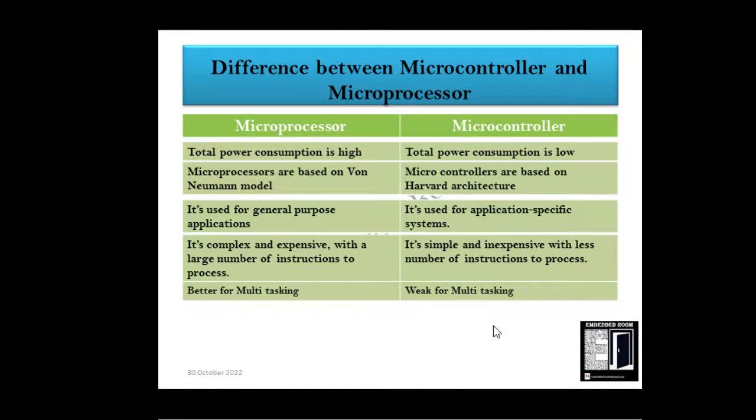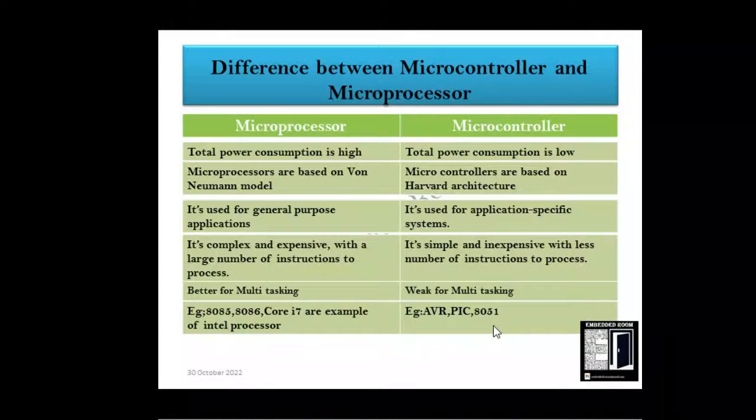A microprocessor is better for multitasking. In a microcontroller, multitasking is very weak. Microprocessor examples are 8085, 8086 and i7. Microcontroller examples are AVR, PIC, 8051.